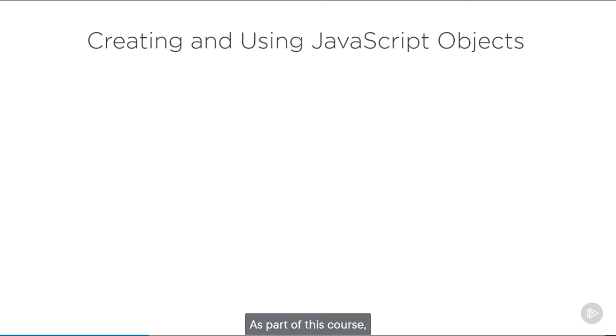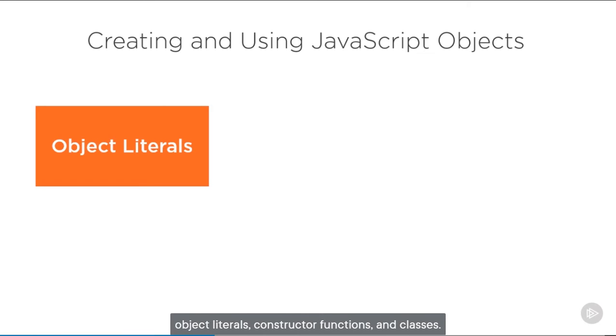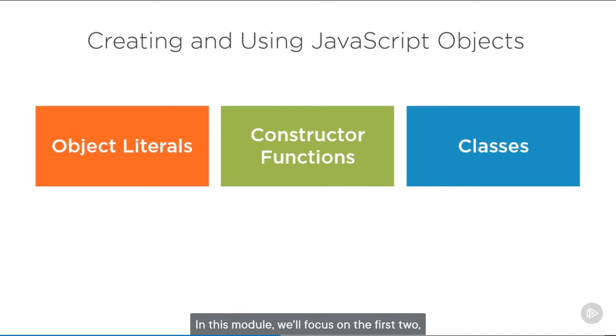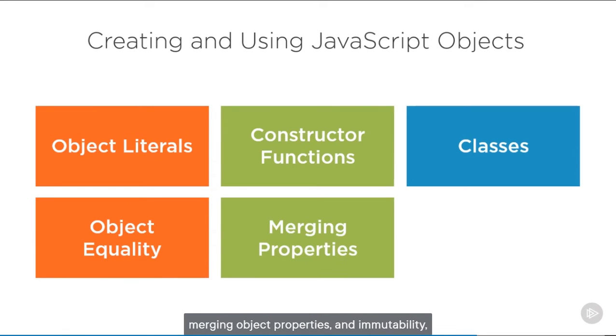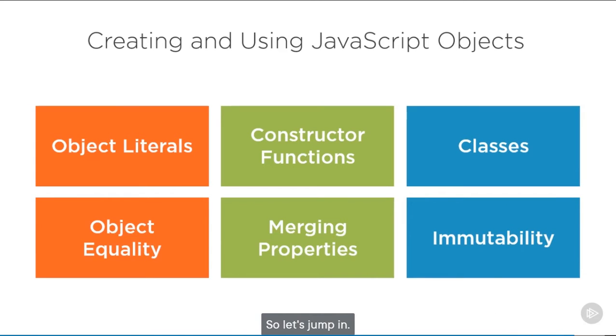As part of this course, we'll explore 3 different ways to create objects in JavaScript: object literals, constructor functions, and classes. In this module, we'll focus on the first 2, object literals and constructor functions. We'll also explore some important concepts related to working with objects, like object equality, merging object properties, and immutability, plus a few other handy tricks and shortcuts in working with objects. So let's jump in.